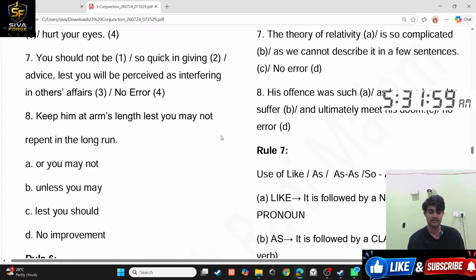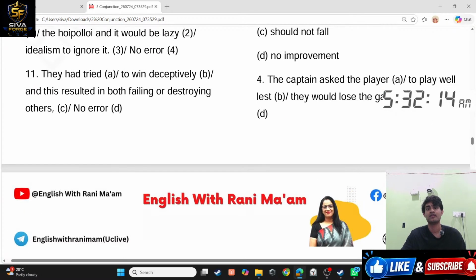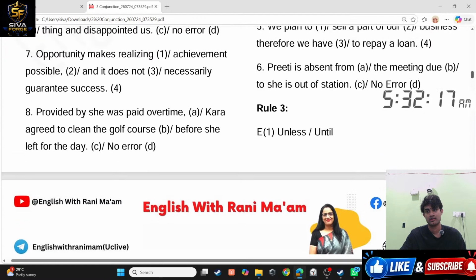Let's see. Let's start conjunctions. Can I recall them first, then we can do that now, so that we will be more confident.